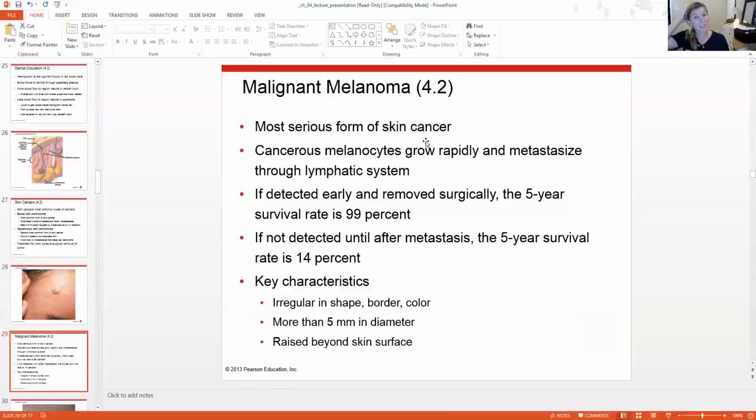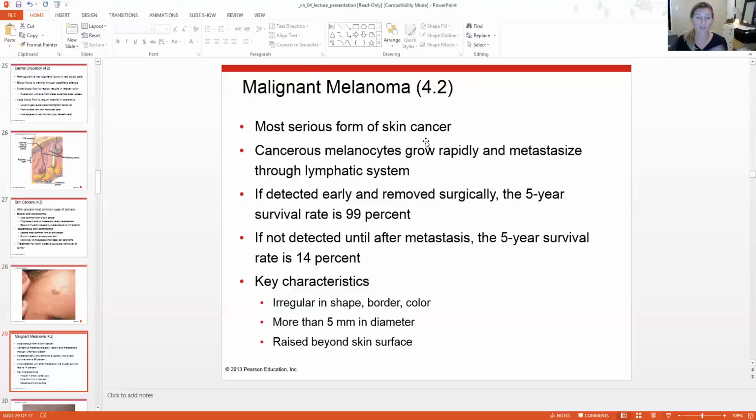Malignant melanoma is the dangerous one. This is the most serious form of skin cancer. This is where those melanocytes are rapidly growing, rapidly metastasizing, and getting into your lymphatics. And once cancer's in your lymphatics, it can travel all over your body. So it has to be detected early. If it's detected early, the 5-year survival rate is huge, 99%. But if it's not detected, that 5-year survival rate goes way down.